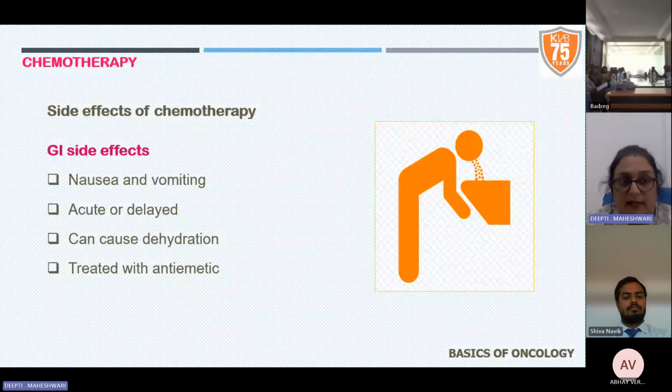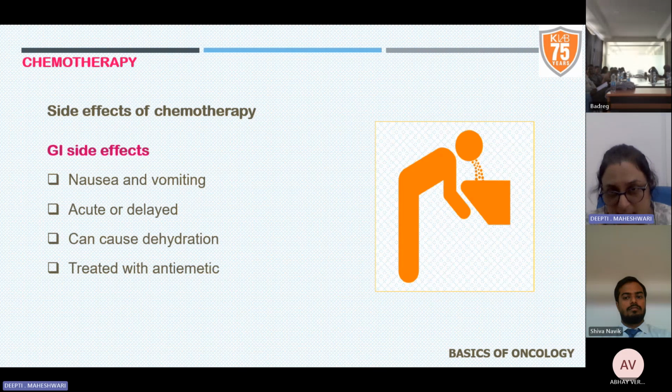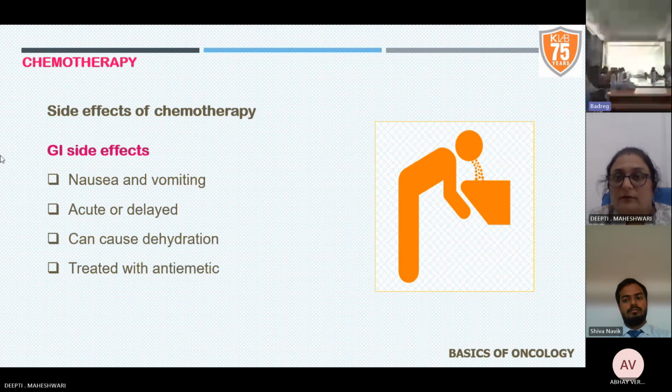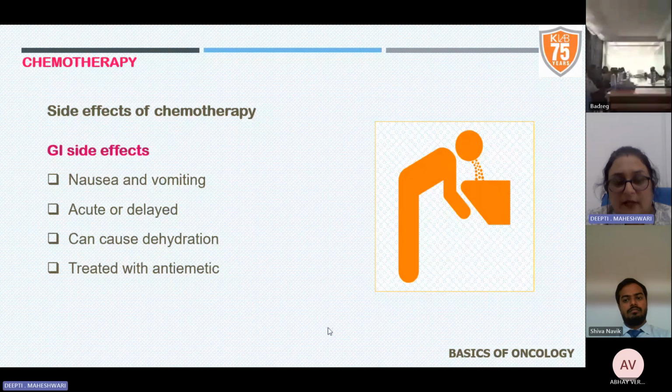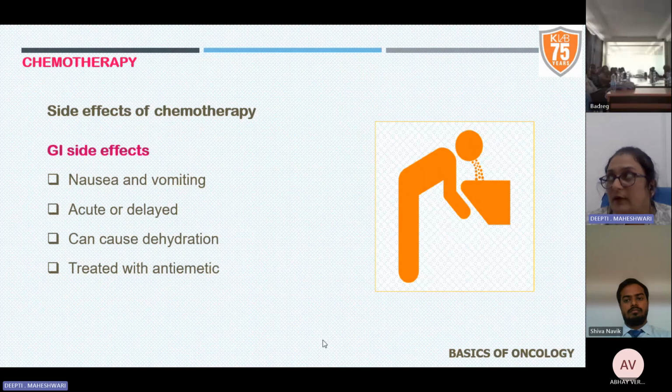It can be acute or delayed. That means it can be sudden or it can take some time. It can also cause dehydration, and of course, patients have to be given antiemetics. You have many antiemetic molecules like palonosetron, granisetron, and aprepitant, and you also have combinations of antiemetics used for treating GI related side effects like nausea and vomiting. There is no single drug in the antiemetic range, but there are multiple combinations which can be given.